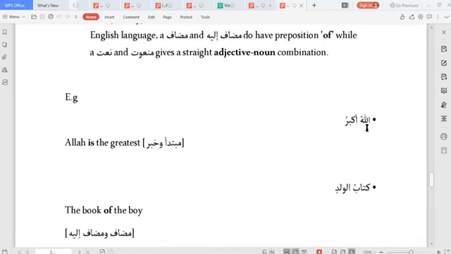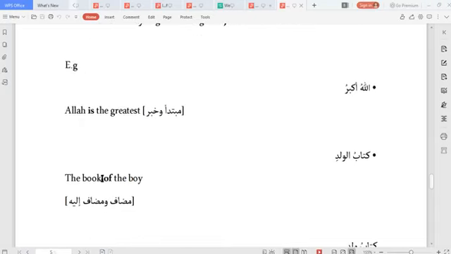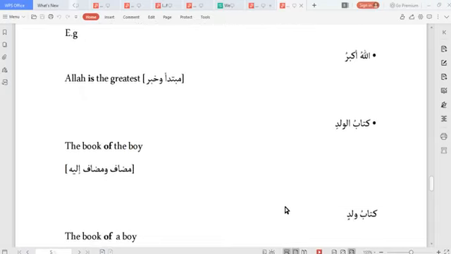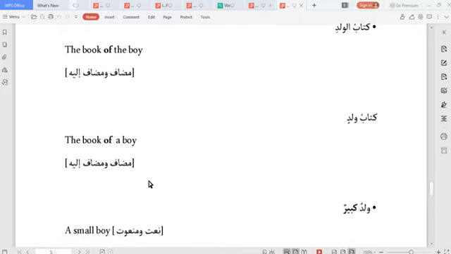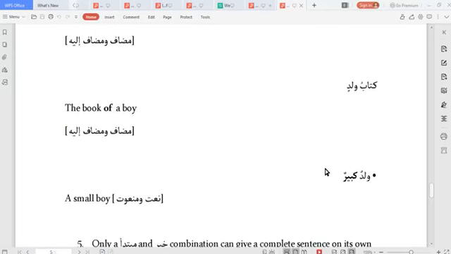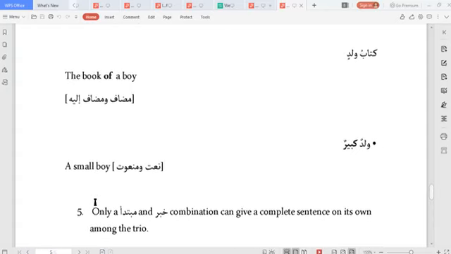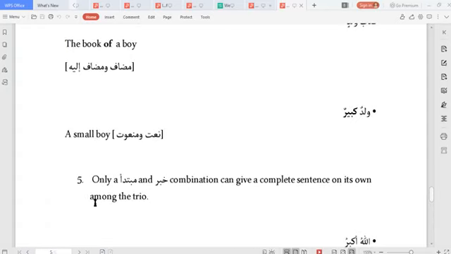So they brought some examples. Allahu Akbar. You can see "is", painted, bolded with dark. So Allah is the greatest. Kitabul Waladi, the book of the boy. You can see "of". And also Kitabu Waladin, the book of a boy. That is still a mudaf and mudaf ilayh. Now look at this. Waladun Kabir. That will give what? Adjective to a noun, straight translation. A big boy. Do you get? So that is a nat harmony. So that's the fourth point. We can also see differences through translation.